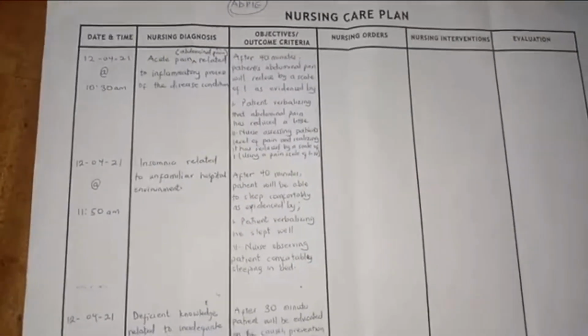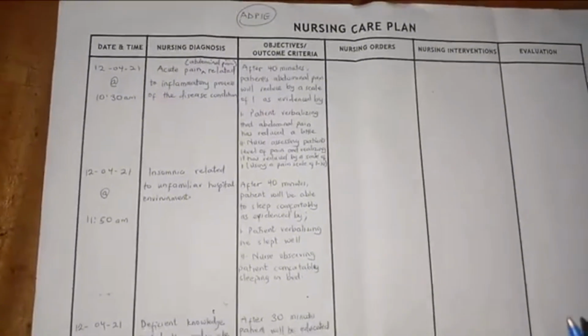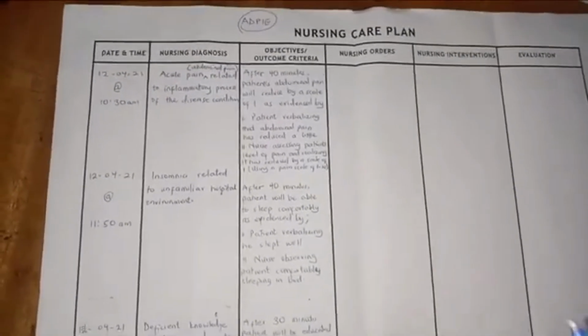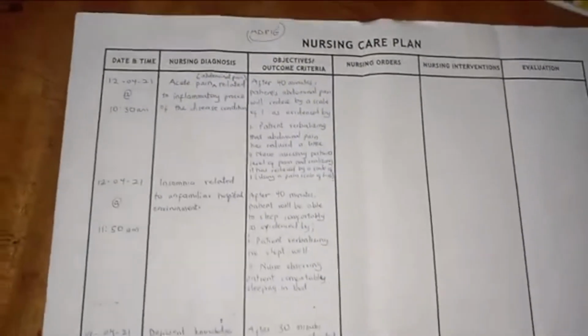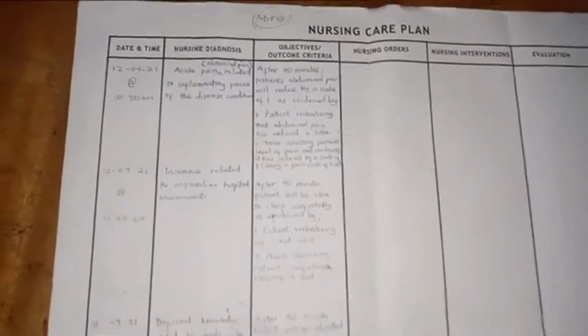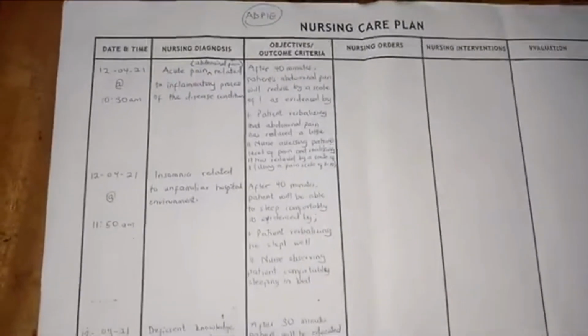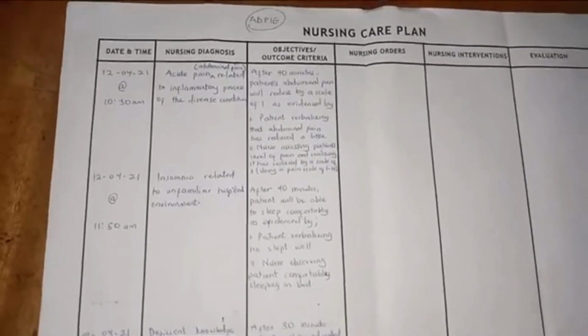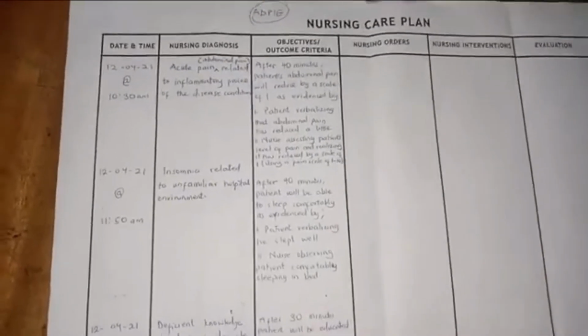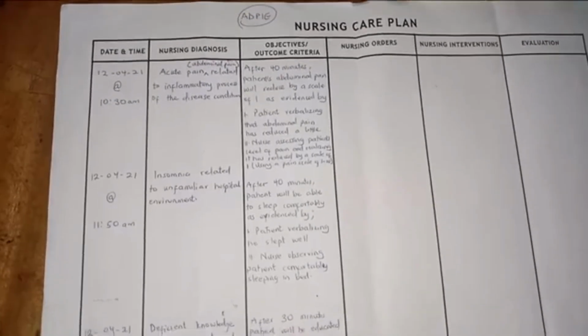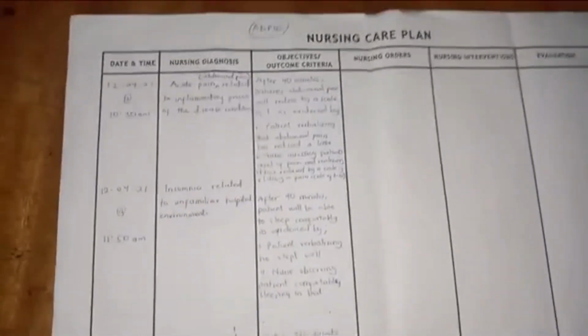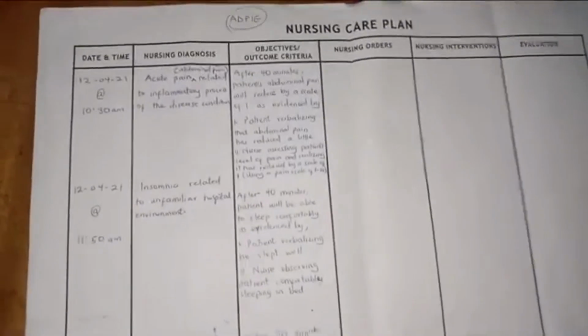So next will be our nursing orders. Now with the nursing order, it's just a list of things you're going to do for the patient so that the patient gets better. Right now our patient has pain in the abdomen. So what can we do to help our patient? What are the things that we are going to do? So let's move on with the first one.